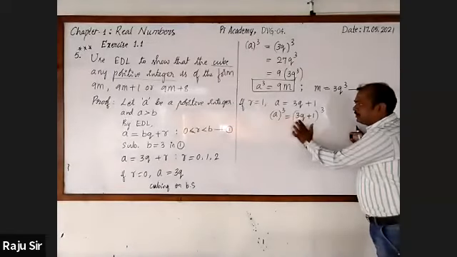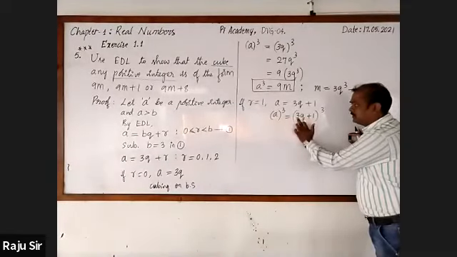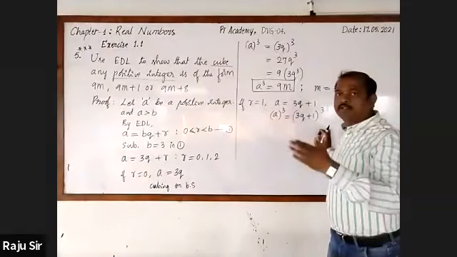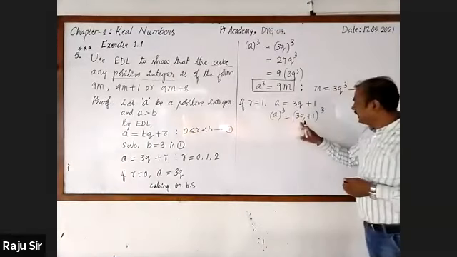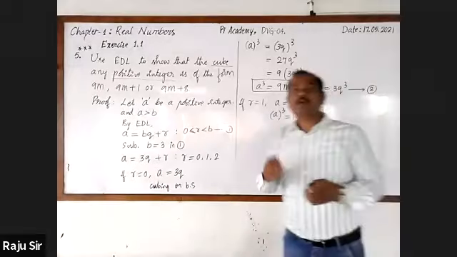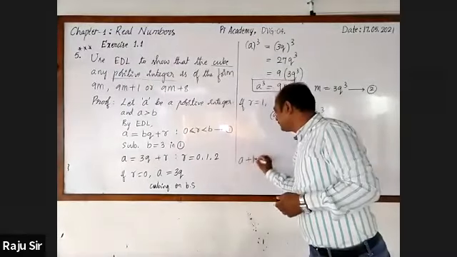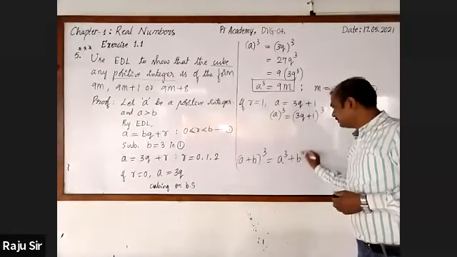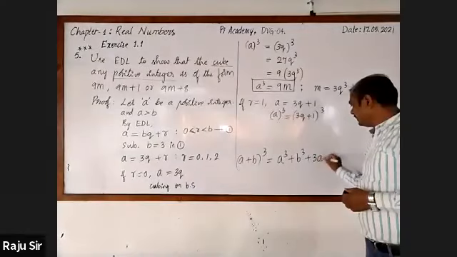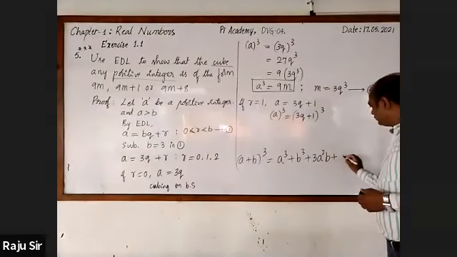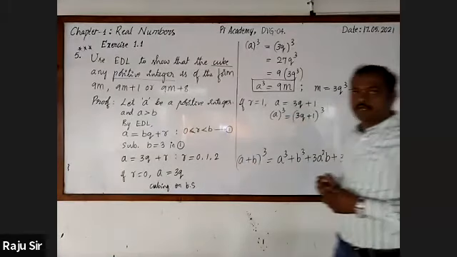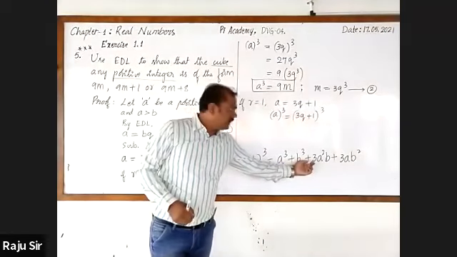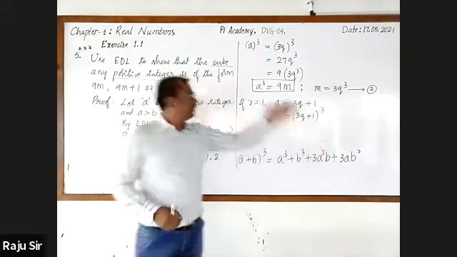Now observe the RHS part. That is 3q plus 1 whole raised to the power 3, which is in the form of an identity, that is A plus B whole cube. Just go for recalling that identity. A plus B whole cube can be written as A cube plus B cube plus 3A square B plus 3A B square. Even this can also be written as A cube plus B cube plus 3AB into A plus B.